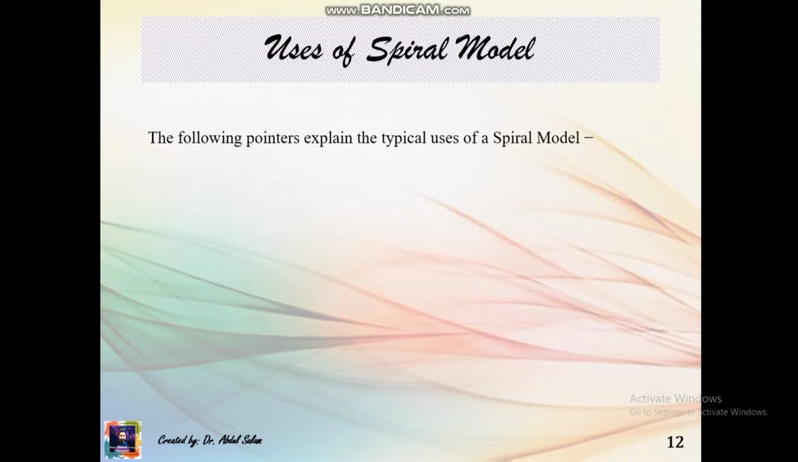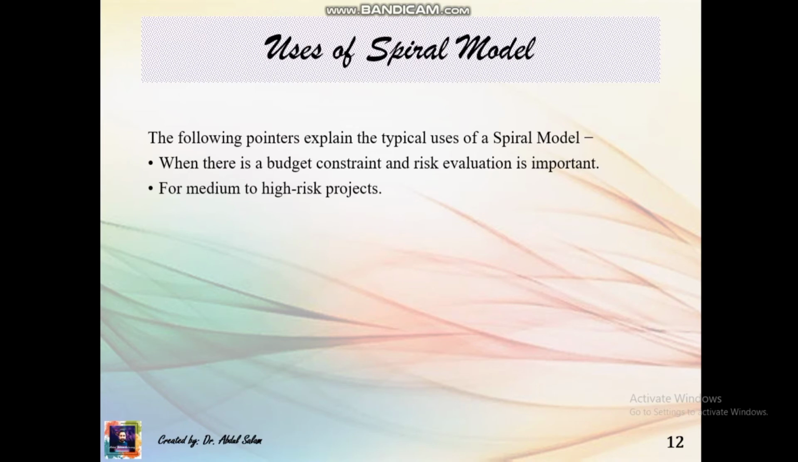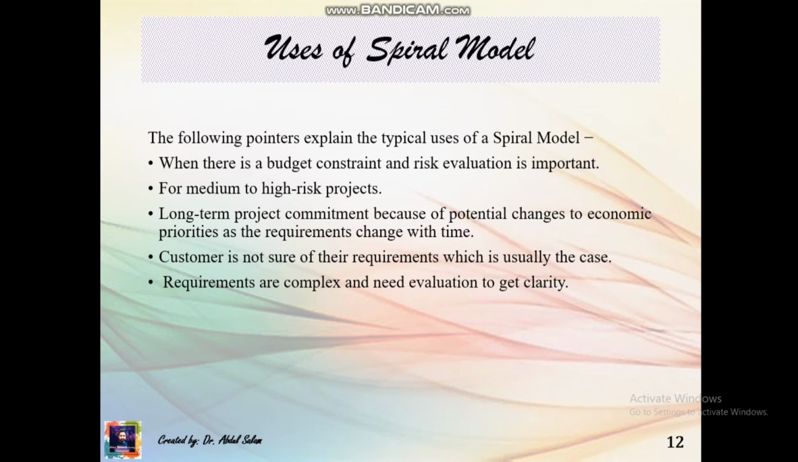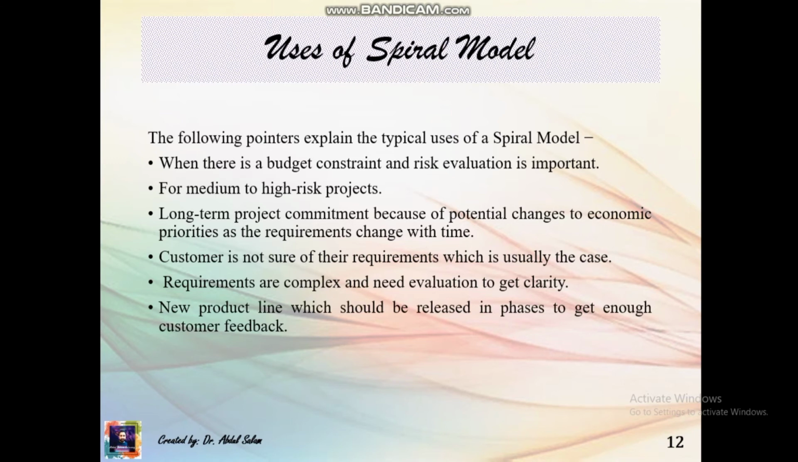Uses of spiral model. The following pointers explain the typical uses of the spiral model, which include when there are budget constraints and risk evaluation is important; for medium to high risk projects; long-term project commitment because of potential changes to economic priorities as the requirements change with time; when the customer is not sure of their requirements, which is usually the case; when requirements are complex and need evaluation to get clarity; and when a product line should be released in phases to get enough customer feedback.